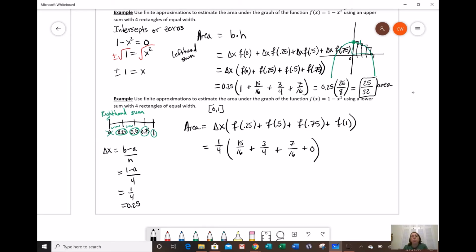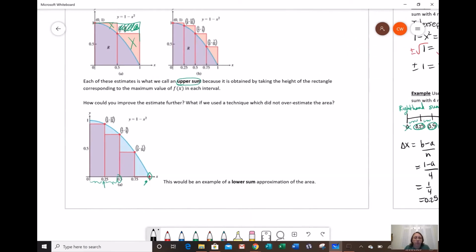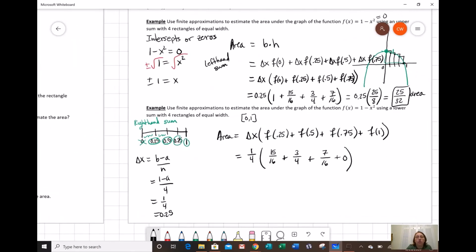Remember that one picture where there was no height of the rectangle? I'll actually show you real quick. So we're doing this one here. This is the problem we're doing now. See how this rectangle has no height? That's because the function value at the right endpoint is 0.